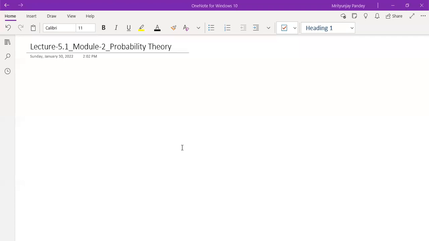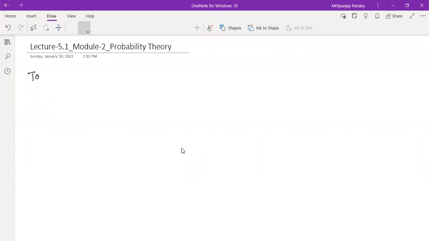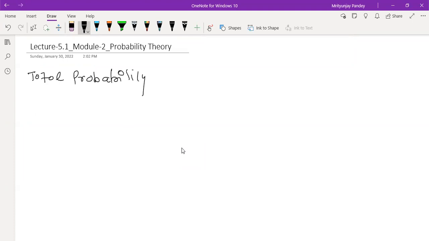Okay, so in this lecture, we will be talking about the total probability theorem as well as Bayes theorem. First of all, I will explain this theorem by using an example, and after that, I will write the statement as well as the proof of that theorem.